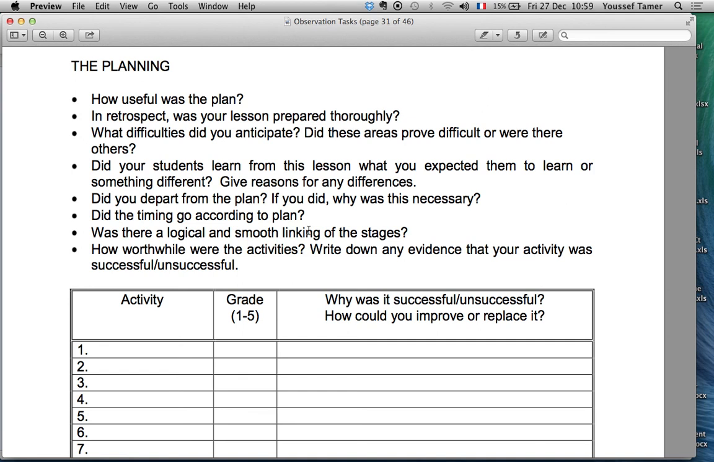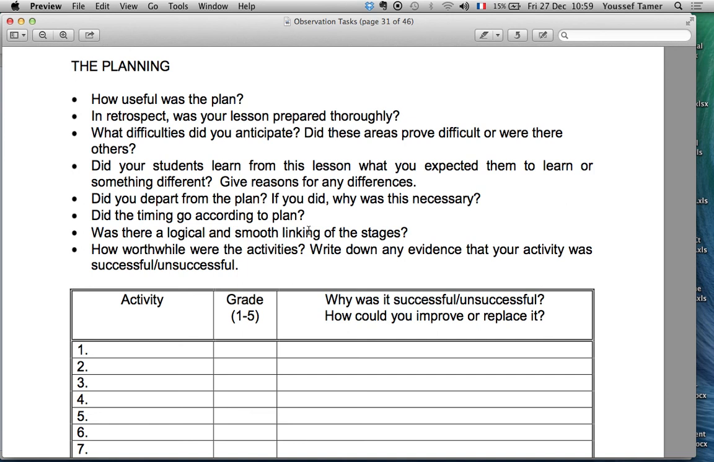Personalized? The students, they like them and they feel they are talking about themselves, and okay? Write down any evidence that your activity was successful or unsuccessful. You have to collect some evidence for that, okay? Evidence, usually the kind of interaction, usually the kind of answers, okay? The answers in class, or answers for homework, or answers for whatever, okay? Attitudes as well, yeah.